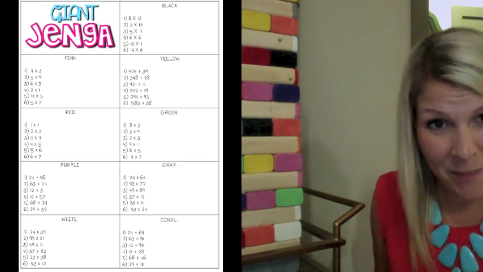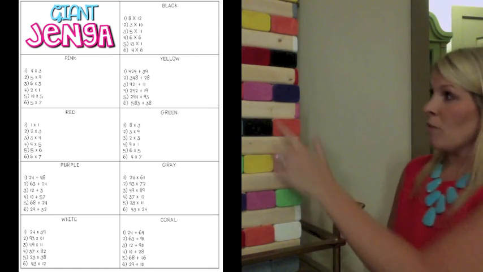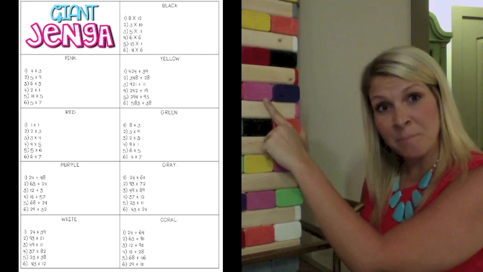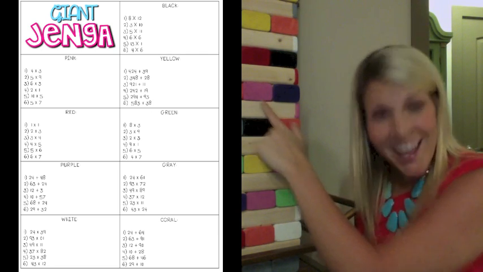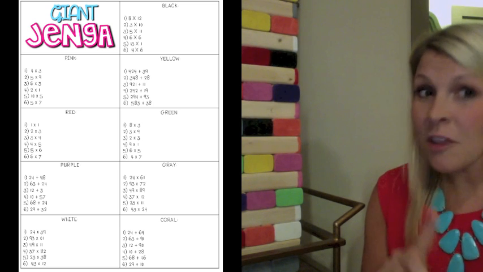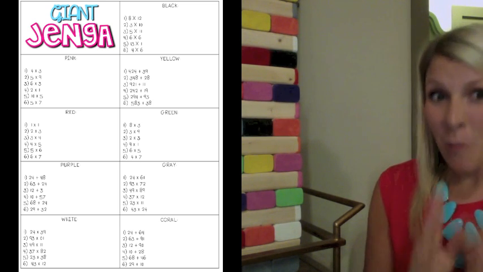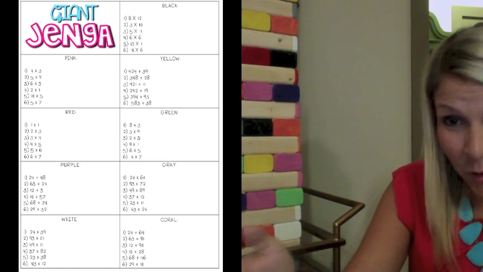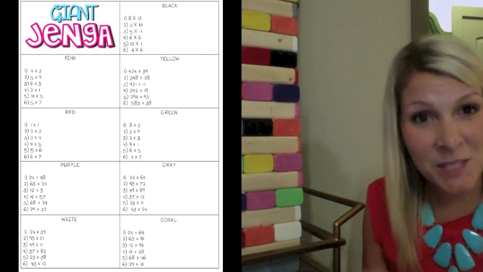So here's what happens. Say a student wants to move this pink block right here. This is the piece that they actually want to move for the game. Before they can move this block, they have to look on that sheet and find the first question under the pink section. Then, here's the beauty of this. Every single person in that group has to answer that specific question.